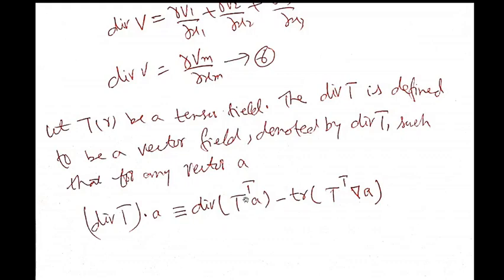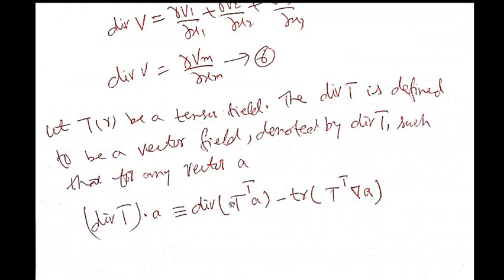the result will be this: divergence of transpose of T times A, minus the trace of this product. The left side is a scalar: a dot product of a vector with a vector gives a scalar. On the right, the divergence of a vector is a scalar. This is a vector and this is a tensor.